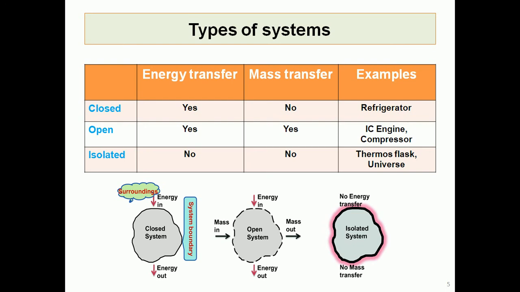Third system is isolated system. In isolated system, both energy and mass cannot cross the boundary of the system. That means there are no interactions between system and surroundings. So system energy and mass will remain unaltered. Examples of isolated system are thermostat and the universe.